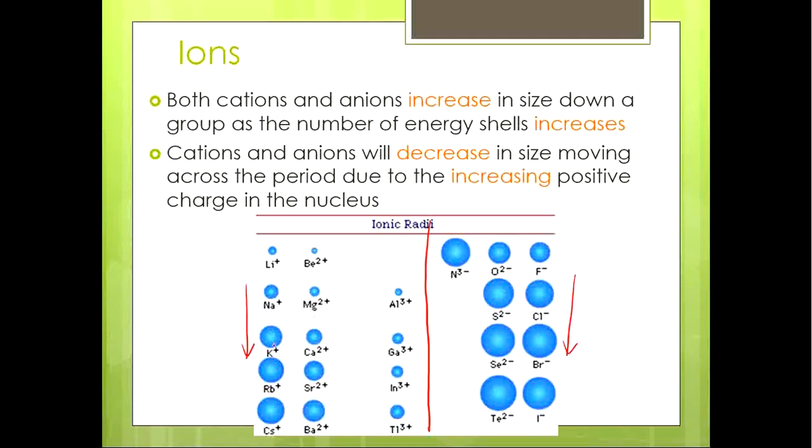When you look at the ions in the same period, you can see that these are also just getting smaller as you go across a period. And for the anions, same thing. As you go across a period, the size is getting smaller.